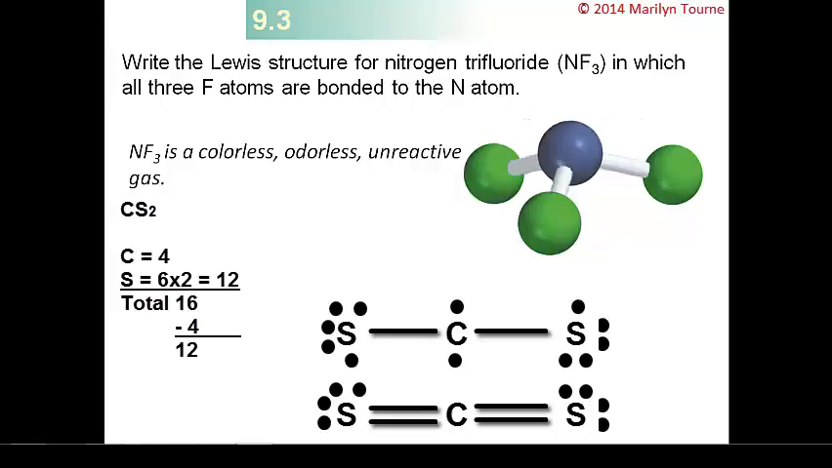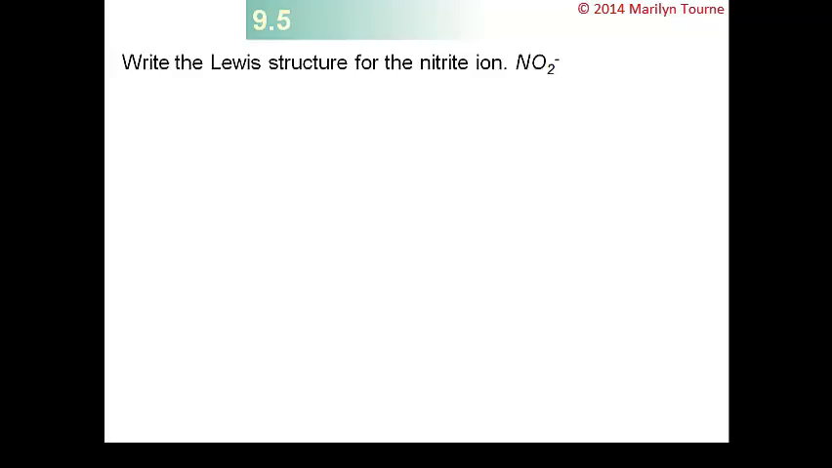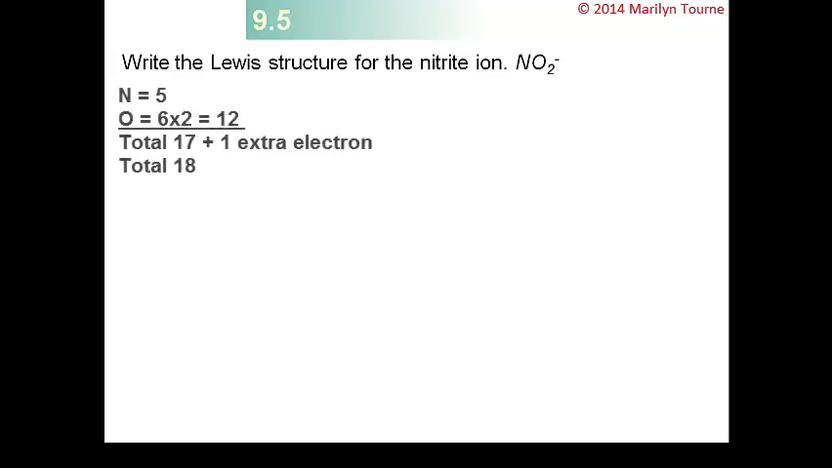All right, let's do some Lewis structures of ions, anions and cations, to see how those work out. This is practice exercise 9.5. It says write the Lewis structure for the nitrite ion, which is NO2 minus. So first thing we do, we count up all the valence electrons. Nitrogen has 5, oxygen has 6, 6 times 2 is 12, 12 plus 5 is 17, but we have that 1 extra electron. It's an anion, so we have to add that to our valence electrons. So we have a total of 18 valence electrons we have to account for.